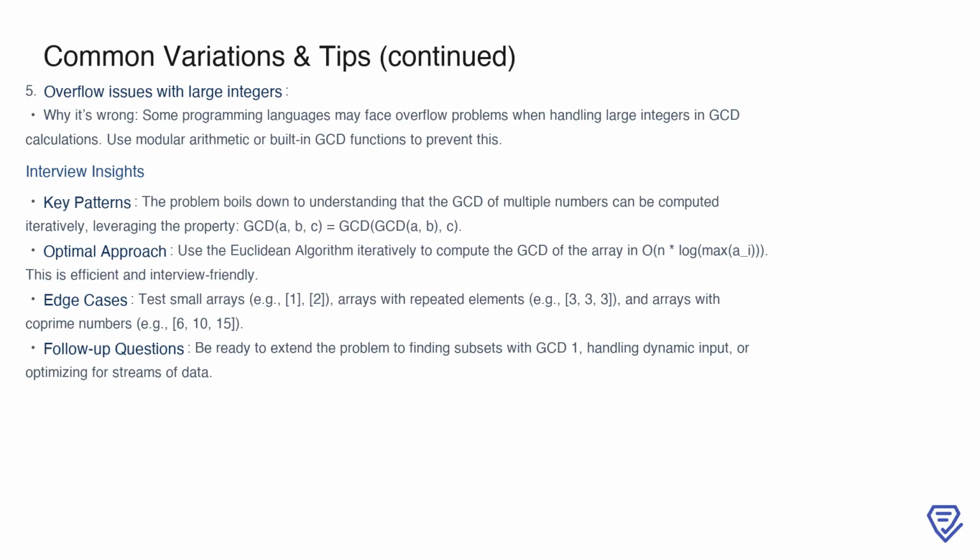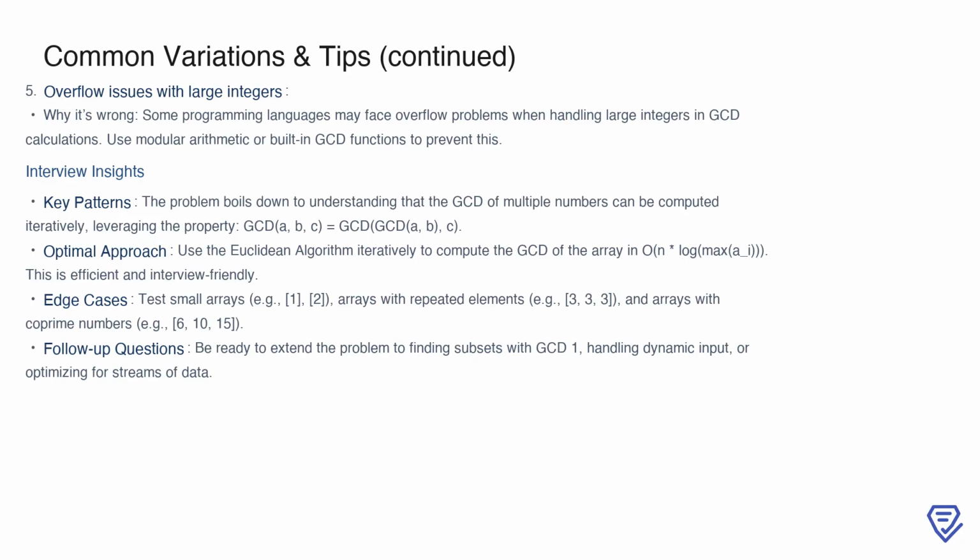By leveraging the Euclidean algorithm, you can compute the GCD of the array in O(n * log(max a_i)) time, which is both efficient and suitable for interviews. Pay special attention to edge cases, such as very small arrays like 1 or 2, arrays with repeated elements like 3, 3, 3, and arrays with coprime numbers like 6, 10, 15.